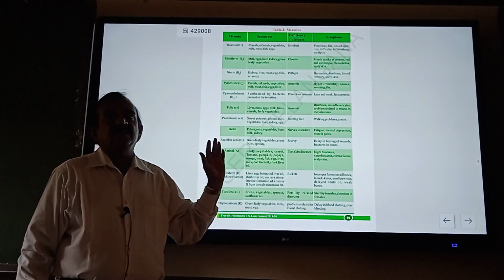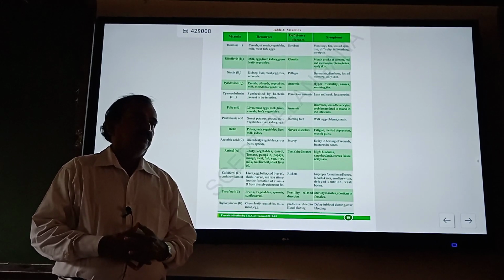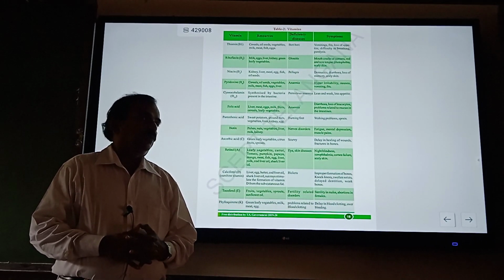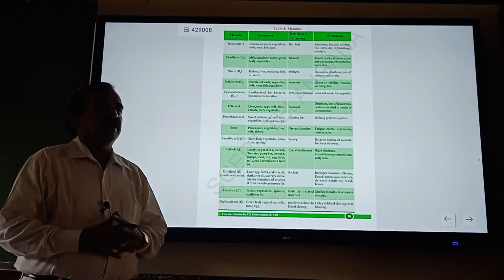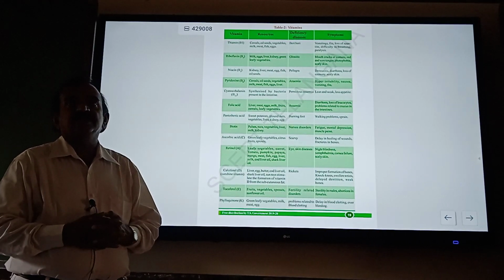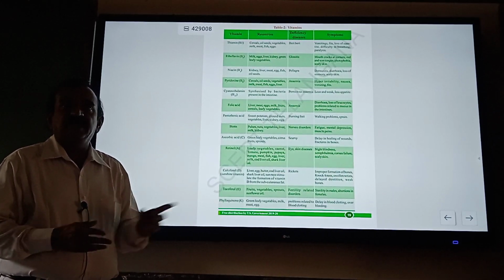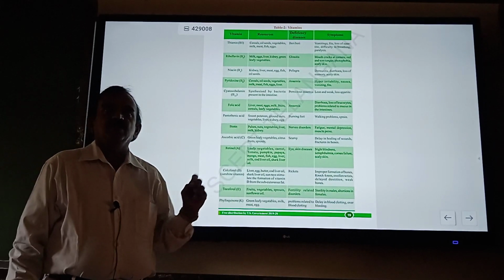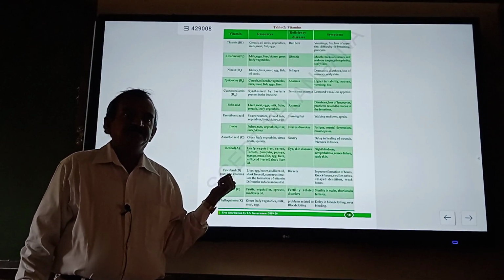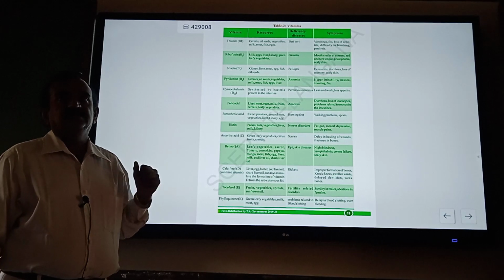On the electronic board, what information regarding vitamins are you seeing? Table 2, old textbook, page number 19. You have a new textbook, and your new textbook consists of what? 21 pages, I think. In page 21, what is there? The vitamin table is there in the new textbook. In the old textbook, page 19. So here you see 13 vitamins are there.